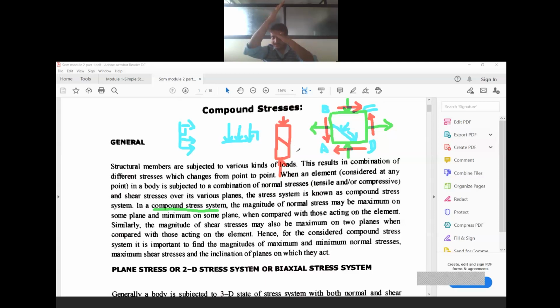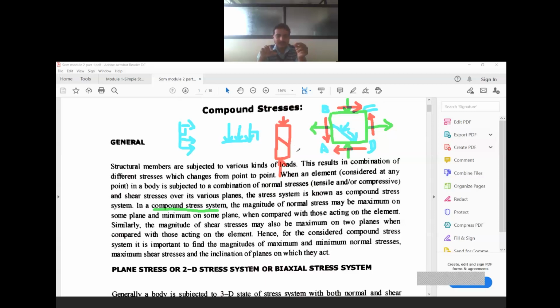So if the normal stresses are higher, then the tangential stresses are lower, but it will be at some inclination. At what inclination, and in which position those things are present, is the main thing we need to understand in this chapter. In a compound stress system, the magnitude of normal stress may be maximum on some plane and minimum on some plane when compared with those acting on the element.